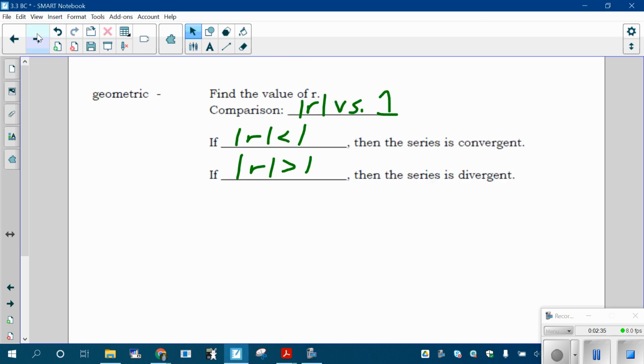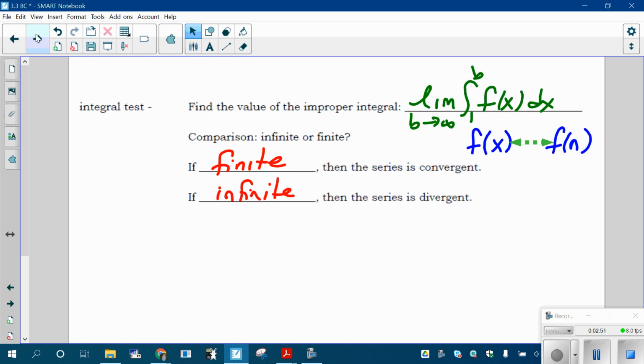For a geometric series, what is it you're comparing? Well, you're comparing the absolute value of r to 1, r being the common ratio of that series. If the absolute value of r is less than 1, it's convergent. If it's greater than 1, divergent. For the integral test, you are thinking about the improper integral connected with that series. If the improper integral converges, is finite, then the series converges. If that improper integral diverges, is infinite, then the series is divergent.